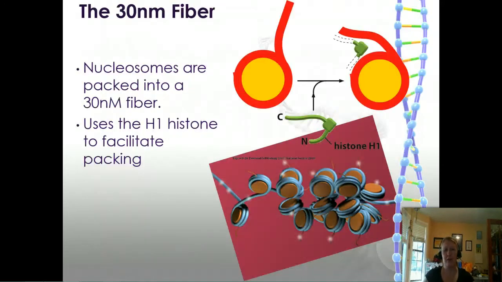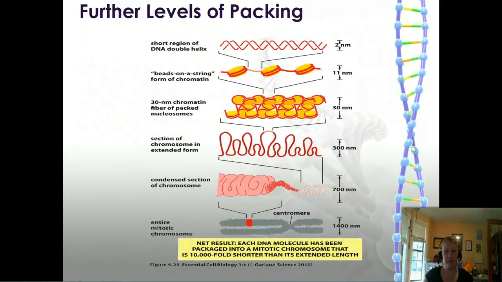We then move into what's known as the 30 nanometer fiber, and this is where H1 comes into play. H1 helps package these nucleosomes into a tighter fiber known as the 30 nanometer fiber. And you can just see how that's packing down just a little bit more. After this, we go into the 300 nanometer fiber, the 700 nanometer fiber, and then eventually the entire mitotic chromosome. We aren't sure exactly how we get from the 30 nanometer to the mitotic chromosome yet, but we're still working on all that. But it's really important to understand that when it's condensed, it's 10,000-fold shorter than what it was at its extended length. So it's really important to understand that this is a very concise packaging process.